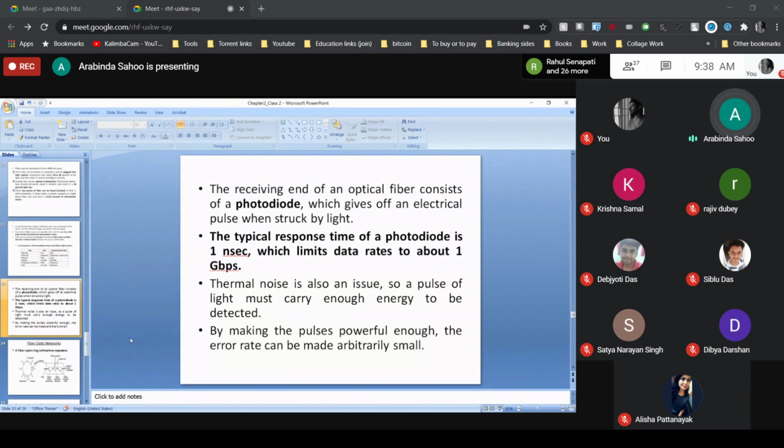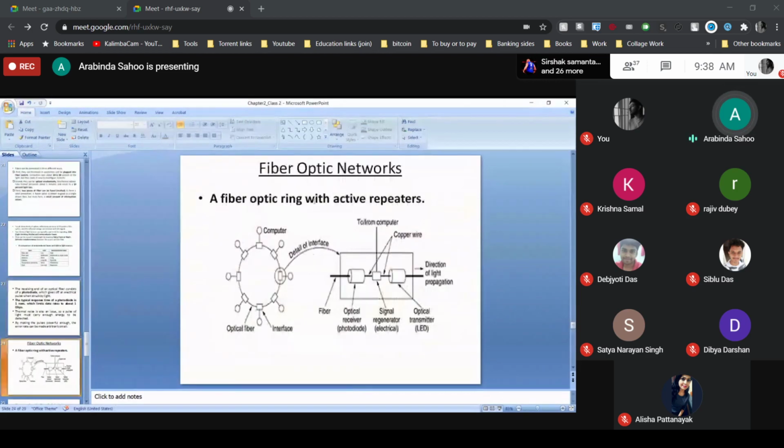So this is all about the different constructions, the comparison between different light sources, and how the photodiode limits the data rate. Next, write down fiber optic networks. All of you first draw this diagram of fiber optic networks in your copy.